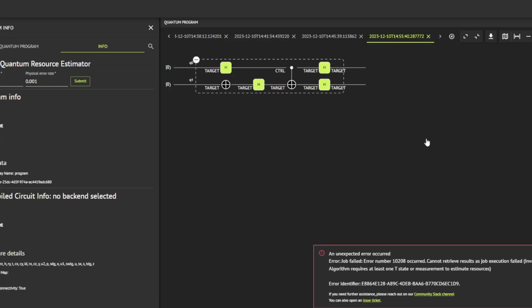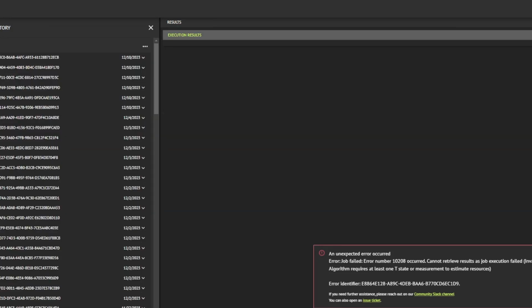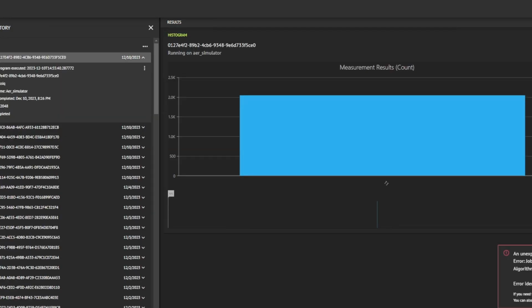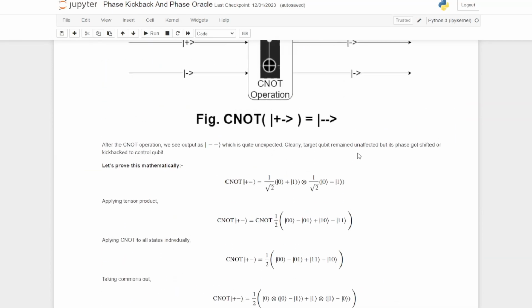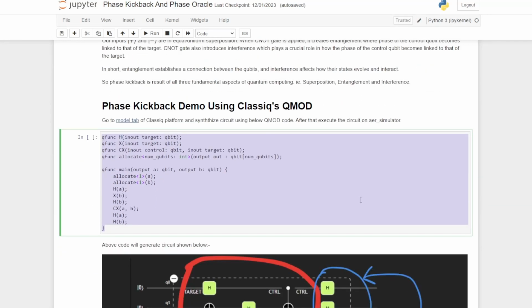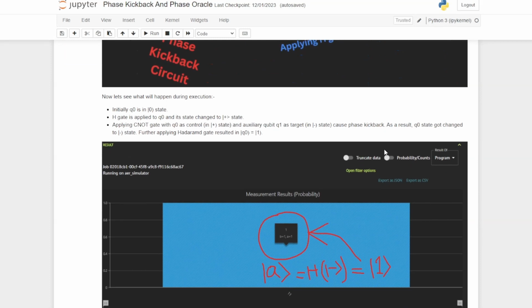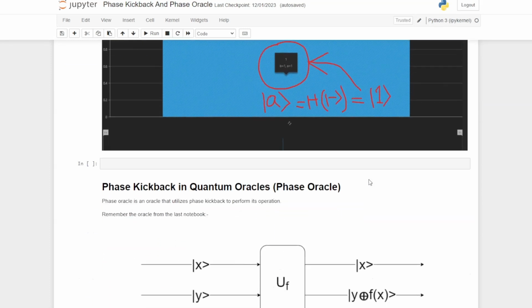So let's execute it, and in the output we should get 1 1. Yeah, indeed we got 1 1, which confirms that after passing through the C naught gate, at this phase it was minus minus. So this is what the phase kickback effect is. Here phase kickback is happening, and this is the measurement part which we saw, and yeah, we saw the output.